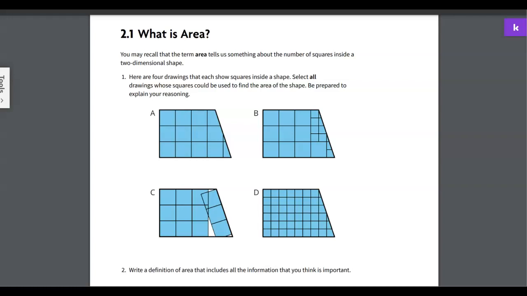Remember that when you're answering questions, your answers need to be in complete sentences, and I need at least 2 to 3 sentences for your answers. And finally, for question number 2, you're going to write a definition of area that includes all the information that you think is important. You guys can do great on this, and I look forward to reading your answers.